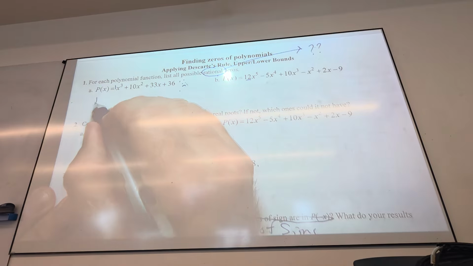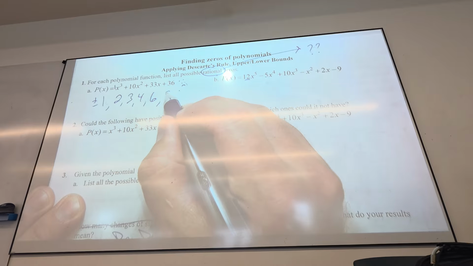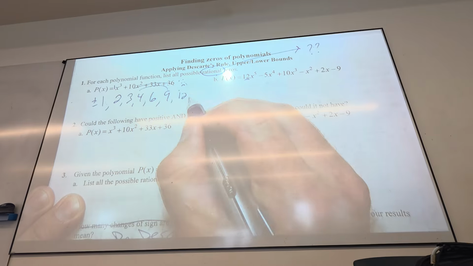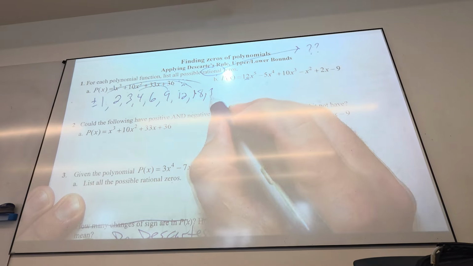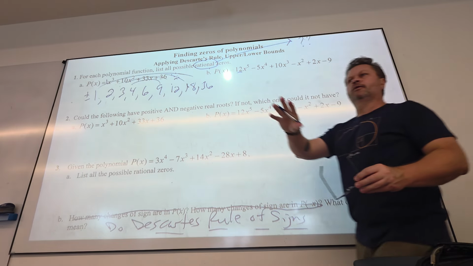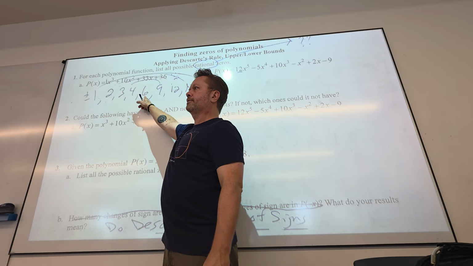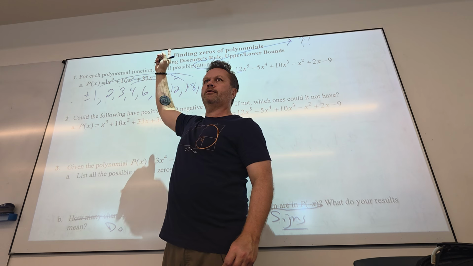1, 2, 3, 3, 4, 4, 6, 6, 9, 12, 18, 36. Now, real quick, do you guys see how there's a turnaround point? Once you get past a certain number, you start to pair it up with numbers that came before. What's the square root of 36?